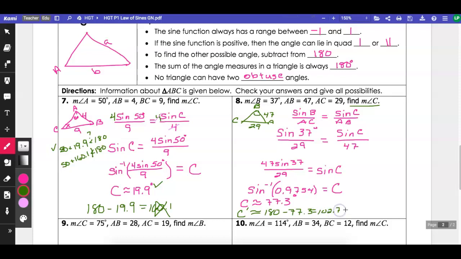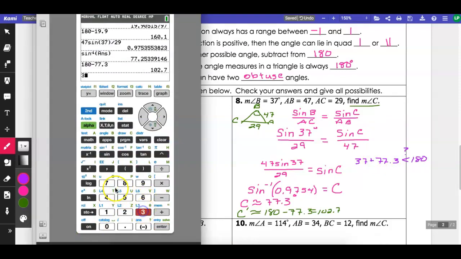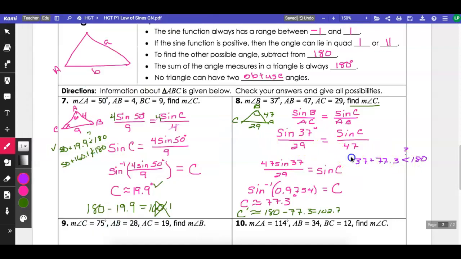Now we have to check both C and C prime. So what we're going to do is add the 37 degrees that we were given to the 77.3 degrees that we found first. And we want to know, is this number less than 180? If it is less than 180, then 77.3 is an angle measure that we can use. So let's check that. 37 plus 77.3, that's 114.3. That is less than 180. So that works. We are able to have this answer.